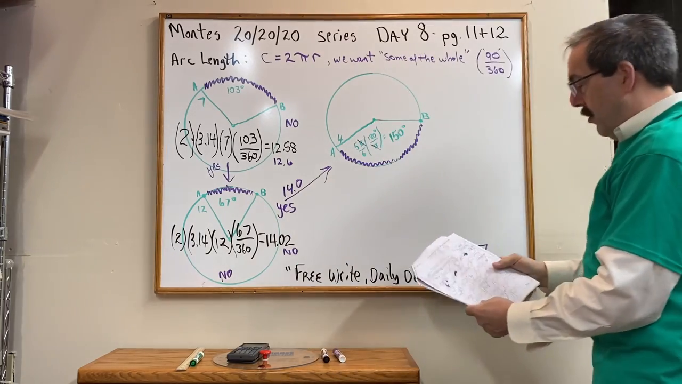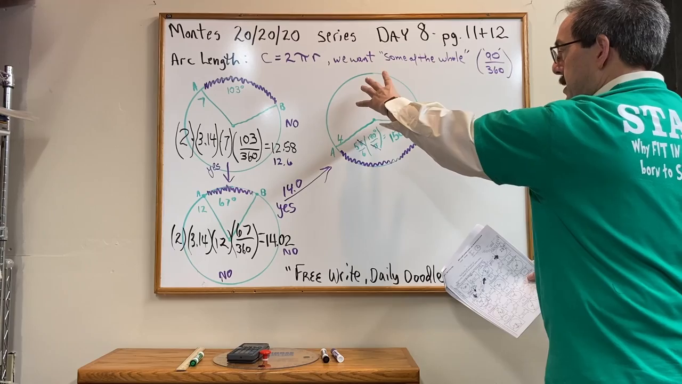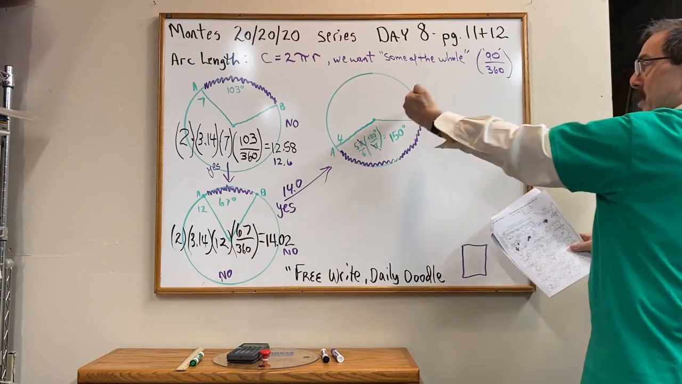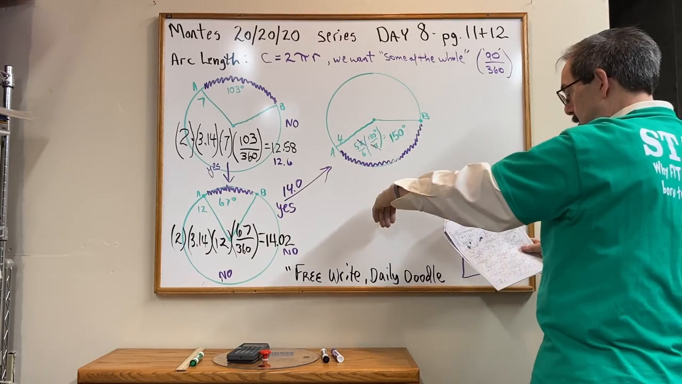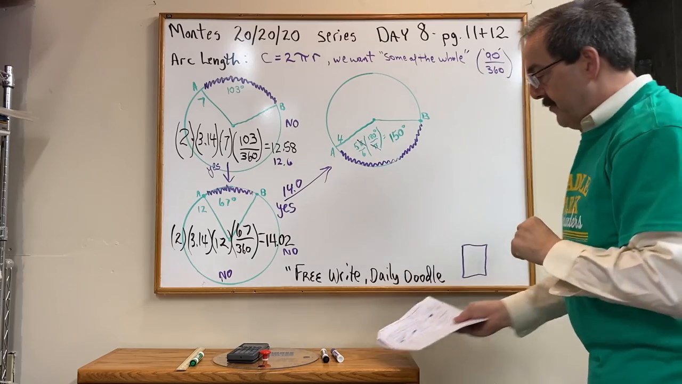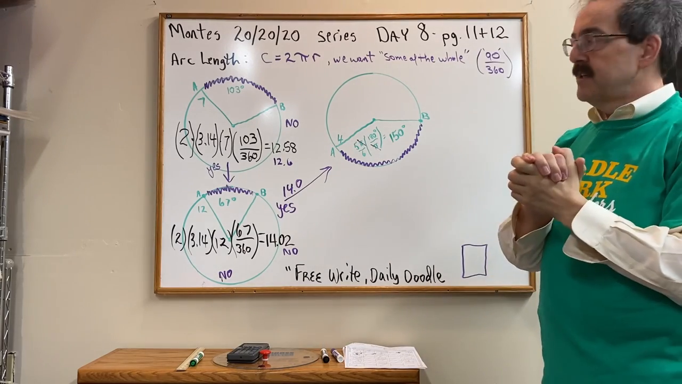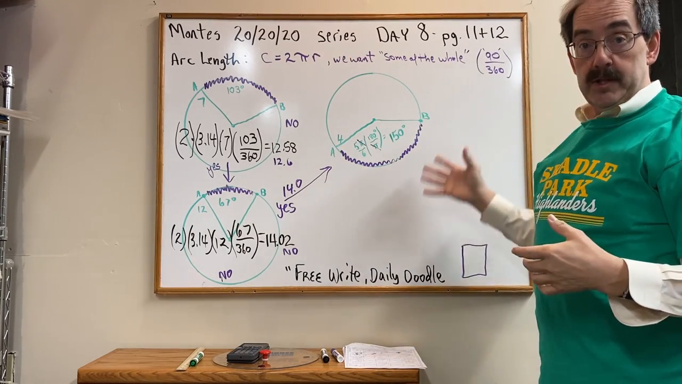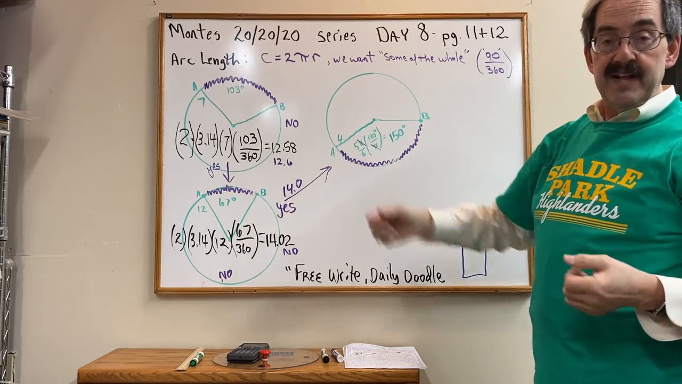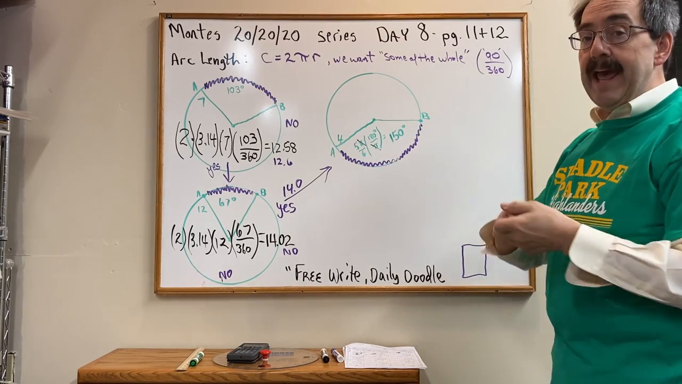Okay, so try the third one. Once you do the third one, are you going to go to the right? You're going to go down. Okay, so make that decision. So, practicing arc length. All right, and this is Tuesday, day 8.